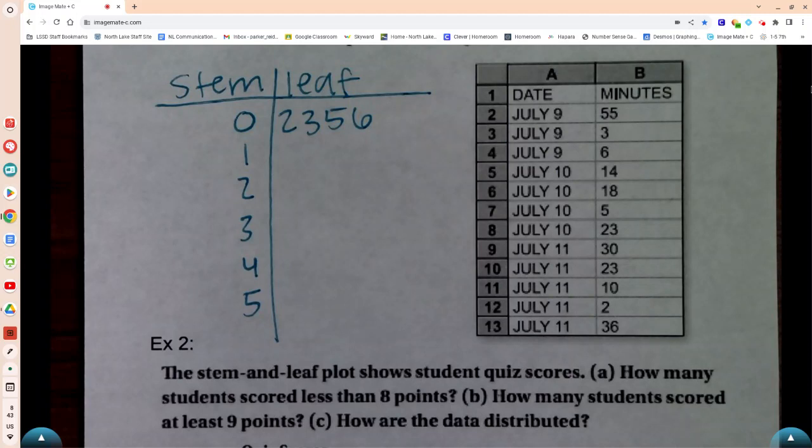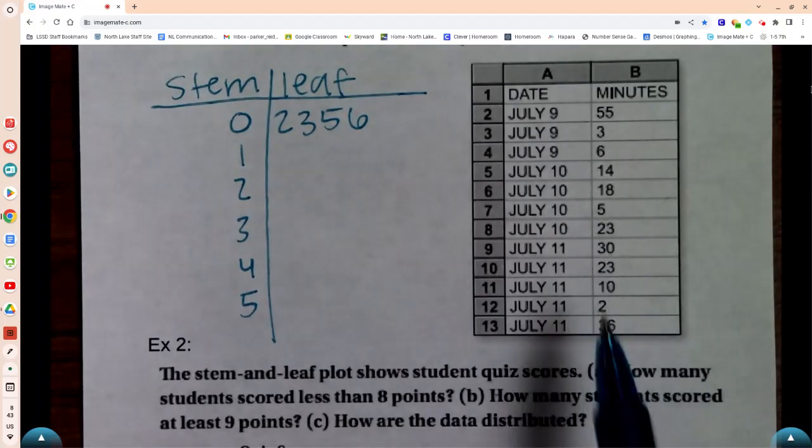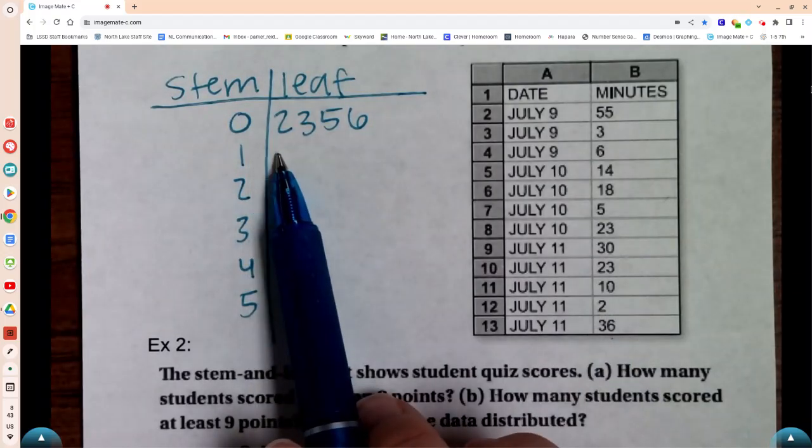Next, my stem is a 1. So this is any number that is in the teens, starting with 10 up into the teens, all the way up to 19. And again, I want to put these in least to greatest order. So I see that I have a 10. What leaf should I put for the number 10?